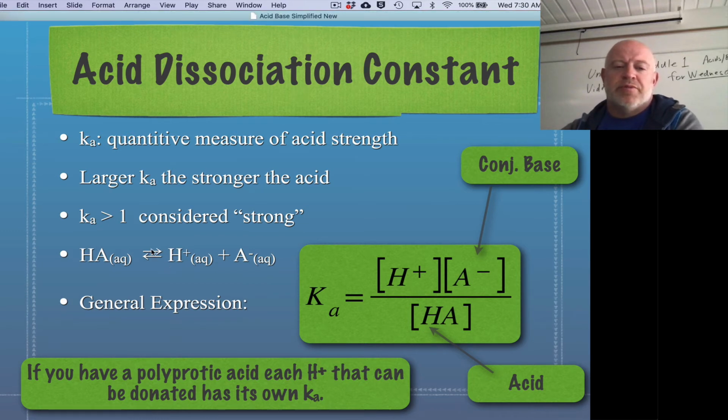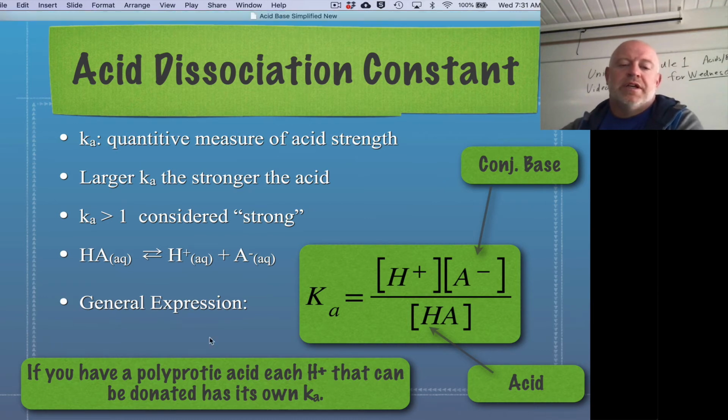Your general equilibrium expression is as follows. Everything is in solution, and then a certain percentage splits apart into ions, and a certain percentage stays together. So we can represent that by the hydrogen ions produced, the conjugate base that gets produced from this splitting, and the original unionized acid as your reactant, okay?